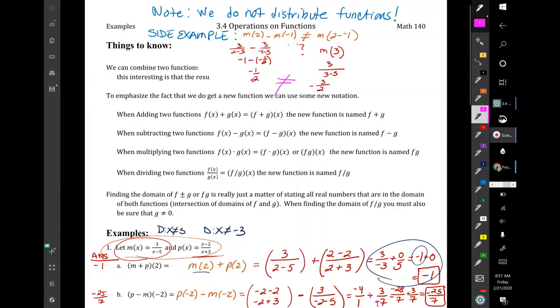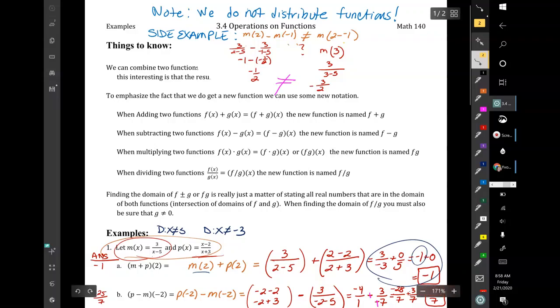Side example says we can, just proving that out, m of 2 minus m of -1 does not equal m of 2 minus -1. So I've just plugged the values in. You could do that yourself. I end up with -1/2 for this left-hand side.